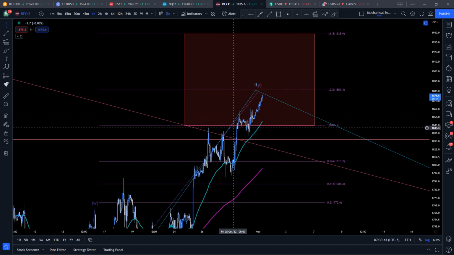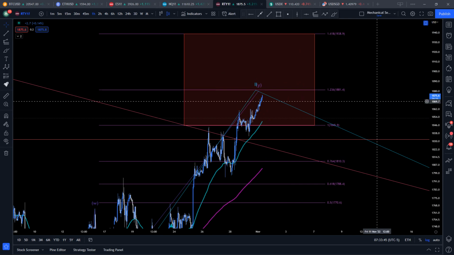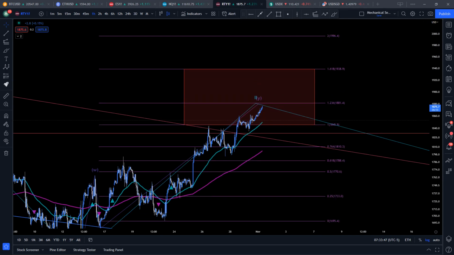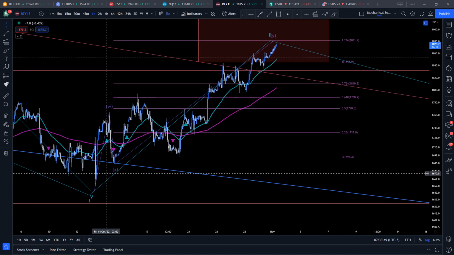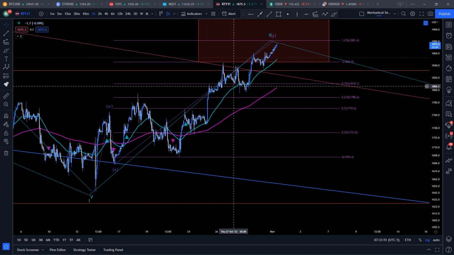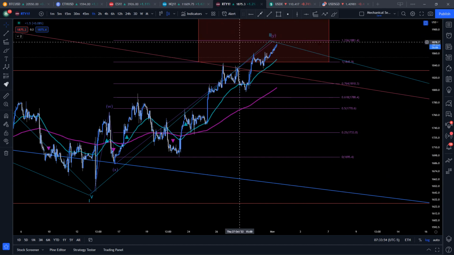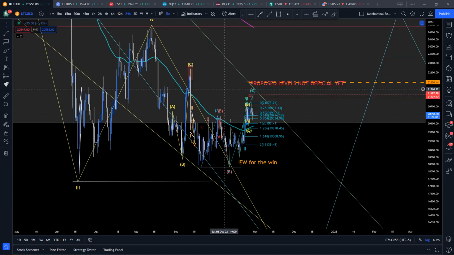And the Russell is just, I don't know. I haven't traded this thing in a long time. It's just acting crazy. I mean, look at this, it's going to the moon. So, let's just go to cryptos and talk about our cryptos.